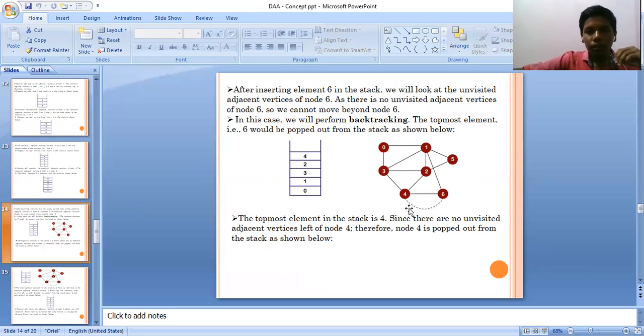As shown in the picture, we can see the topmost element in the stack is 4. Since there are no unvisited adjacent vertices left of node 4, therefore node 4 is popped out from the stack as shown below.